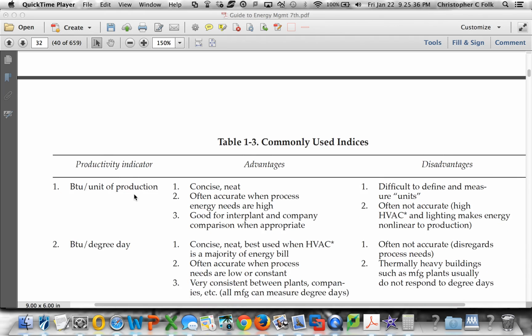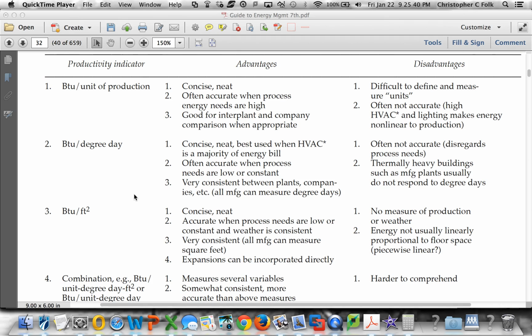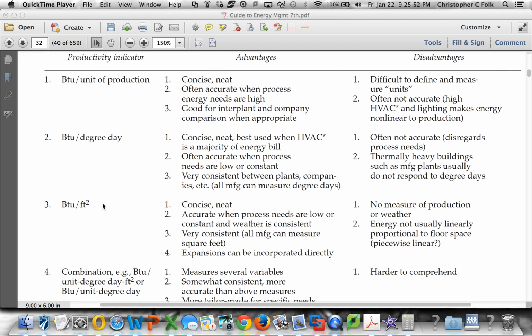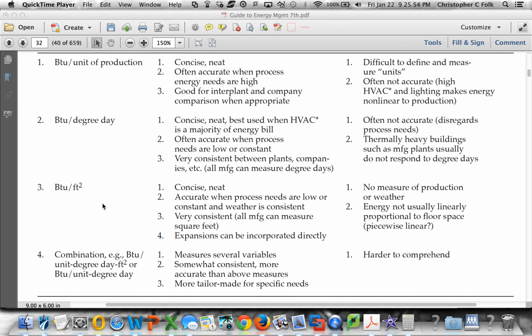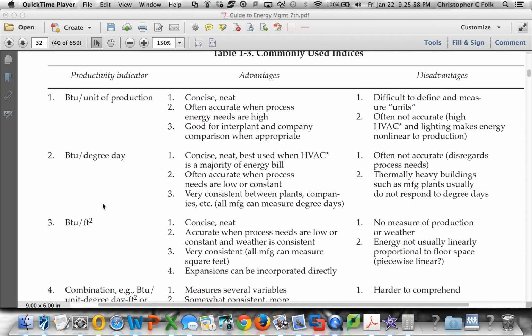So here on 1-3, we're going to see one thing we could do is talk about the amount of BTUs per unit of production, or we could talk about the BTUs per degree day, and we're going to talk about degree day more in Chapter 2. We could talk about BTUs per square feet, or a combination of them. So there's advantages and disadvantages pointed out here on this page.